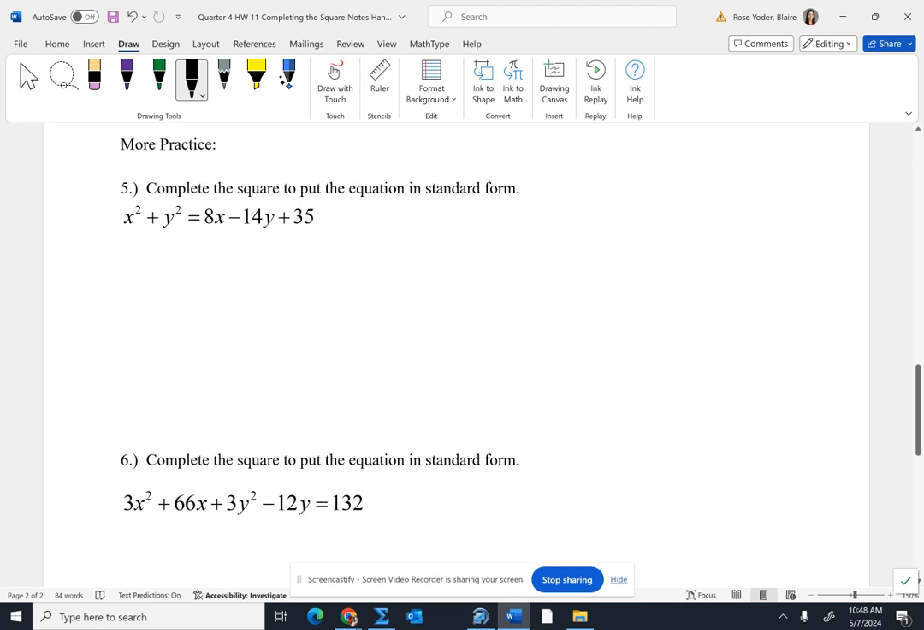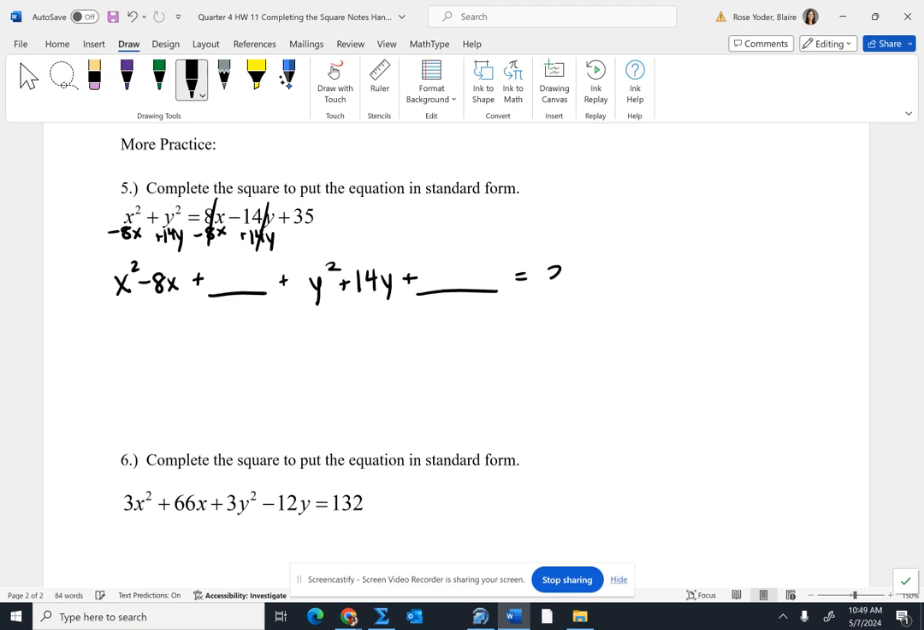So this time we don't have everything all together like we need to. So I need to bring that 8x over to join the x squared, and I need to bring the 14y over. Now all of a sudden I'm ready to complete the square. So x squared minus 8x plus blank, y squared plus 14y plus blank, and then 35, and then whatever I added to the left-hand side, I have to make sure that I add to the right-hand side too.